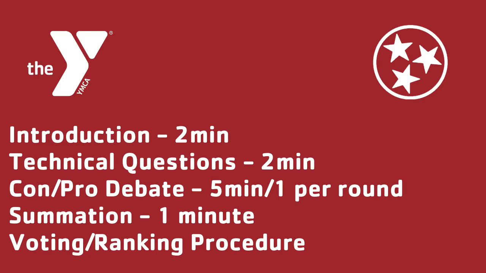I'll just kick things off by going over the broad timing and sort of format of debate. Every bill that you hear at Youth and Government will follow the same format and timing style. Patrons will have 2 minutes to introduce their bill. That will be followed by 2 minutes of technical questions, con-pro debate for 5 minutes, 1 minute per round for 5 rounds, and then a 1 minute summation, followed by some time for voting and ranking procedure, depending on whether you're in chamber or in committee.